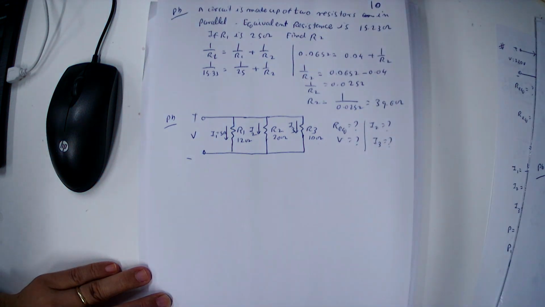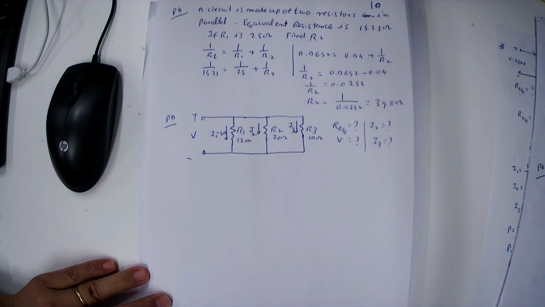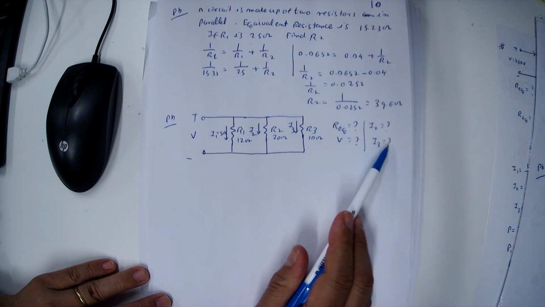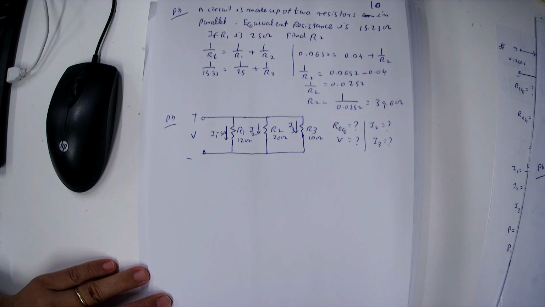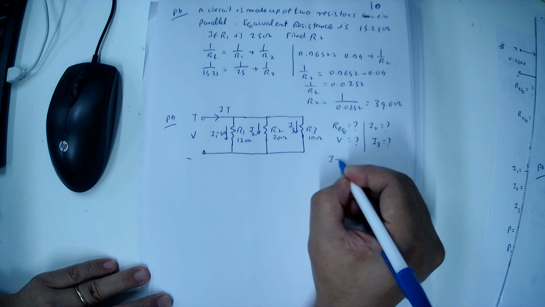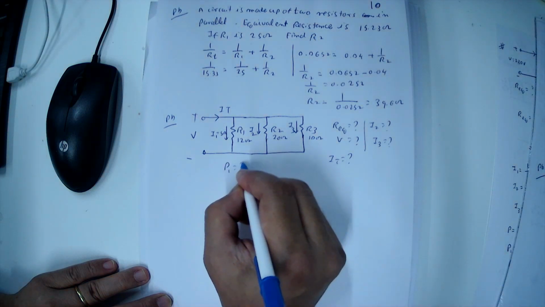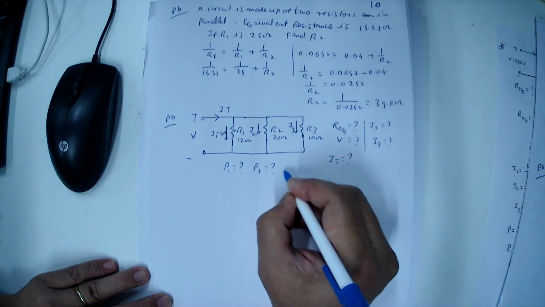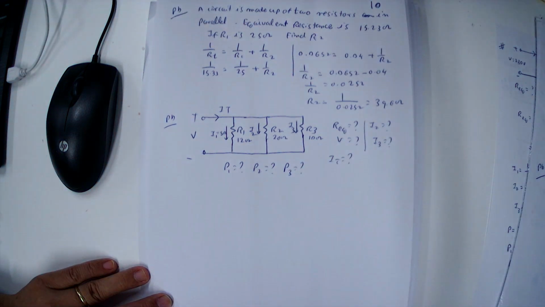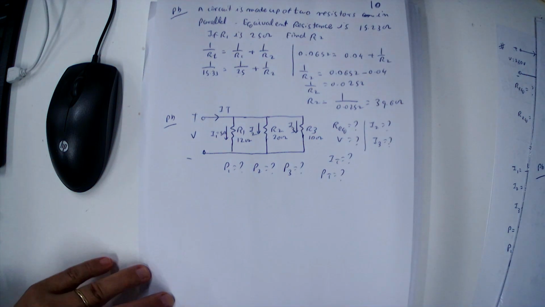We need to calculate the equivalent resistance, the total voltage, the current I2 in resistor R2, and the current I3 in resistor R3. Once both are calculated, we also need to calculate the supply current IT, and the power dissipated in each branch: P1, P2, and P3, as well as the total power PT.